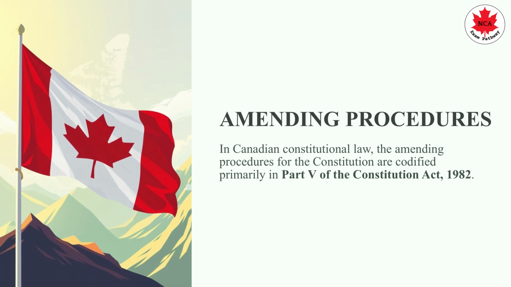That is topic number 2 of your Canadian Constitutional Law NCA syllabus. Starting with the amending procedures, we should know that in Canadian constitutional law, the amending procedures for the Constitution are codified primarily in Part 5 of the Constitution Act 1982. It contains formulas that are meant to address the nature and importance of the amendment, ensuring that the level of agreement required reflects the significance of the proposed change.